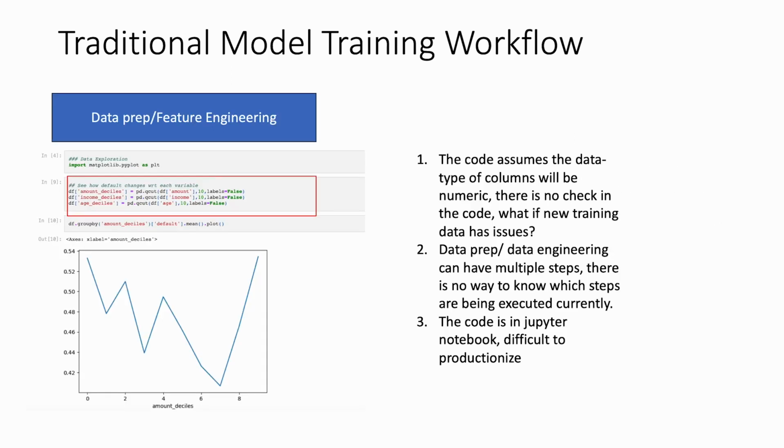Let's look at the data preparation and feature engineering. You will usually have a code that sort of looks like this. One of the things we notice is in this part of the code, we are making assumptions about our data. We are assuming that a new data set will also have same column names and data types, which, as we all know, is not the case. Again, our code is in a Jupyter notebook, which makes it difficult to run in any other environment. Also, data preparation and feature engineering can encompass many steps, and the code execution in this notebook doesn't tell us which steps are being executed.